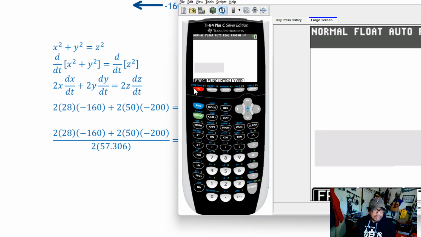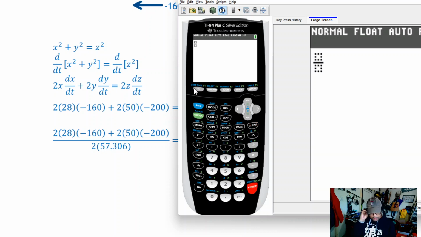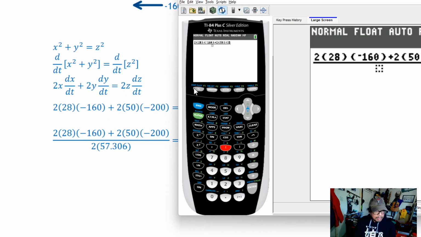We're going to give ourselves a fraction bar. We've got 228 times negative 160 plus 2 times 50 times negative 200, divided by 2 multiplied by z. And it's handy that I kept z in that calculator. I'm getting negative 252.677.